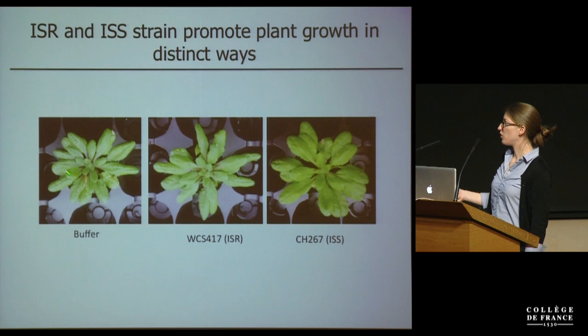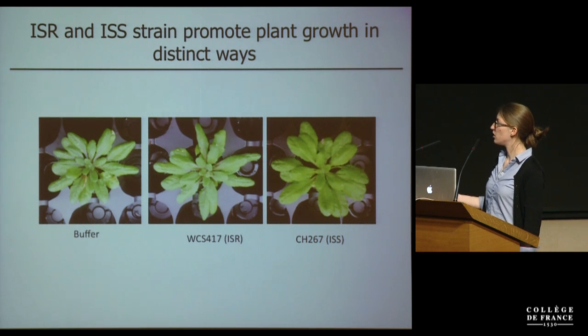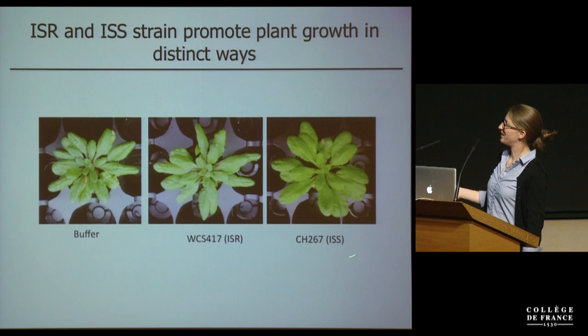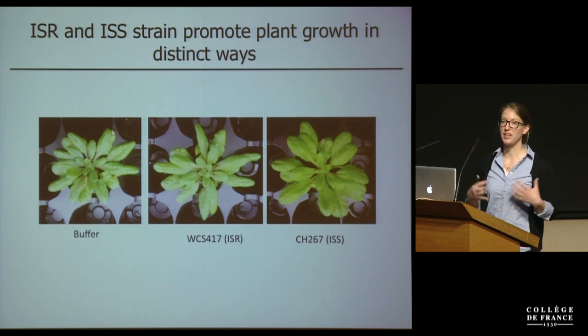If we treat them with buffer, and these are sort of extreme examples just to illustrate the point, the plants are a little bit smaller. If we treat them with ISR bacteria, they're bigger, but not quite in the same way as with these ISS bacteria. With the ISS bacteria that are making plants more susceptible, the plants are bigger, they're greener, they have this really bright green color, the leaves are flatter.